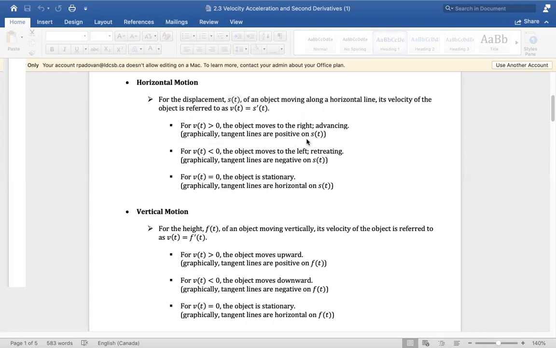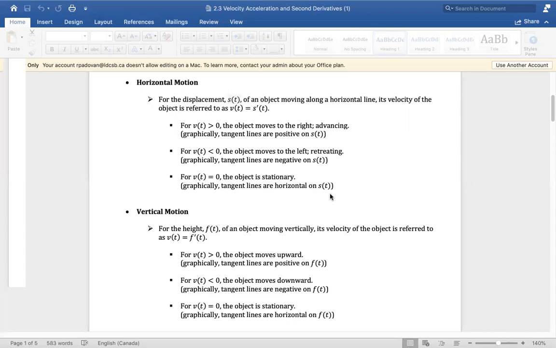So graphically, the tangent lines will be positive. If the velocity is less than 0, then the object is moving to the left, and we say that it's retreating in terms of motion. Graphically, the tangent lines would be negative on the displacement function along the curve. And if the velocity equals 0, so if your movement was 0, then the object is stationary, you're not moving. Then graphically, the tangent lines would be horizontal on your original displacement function.